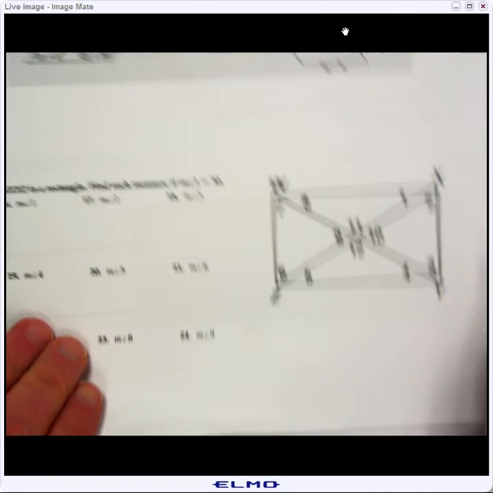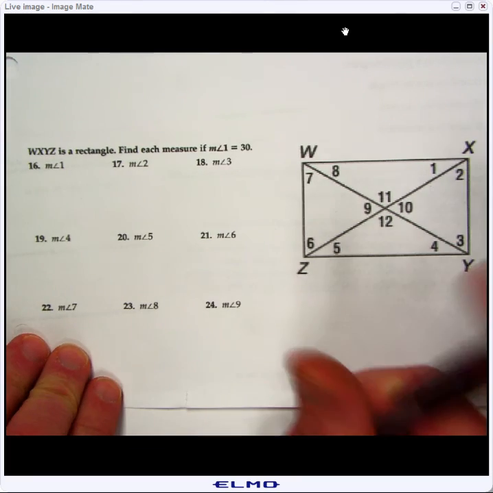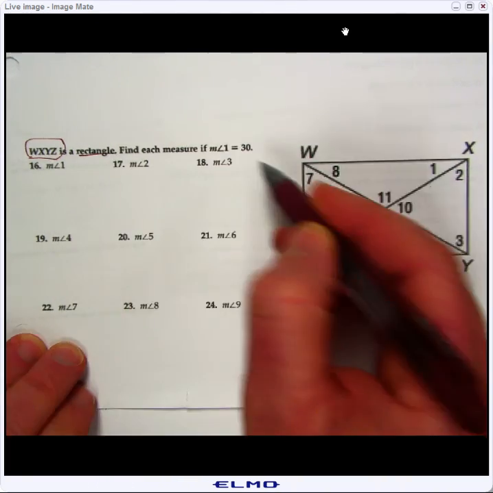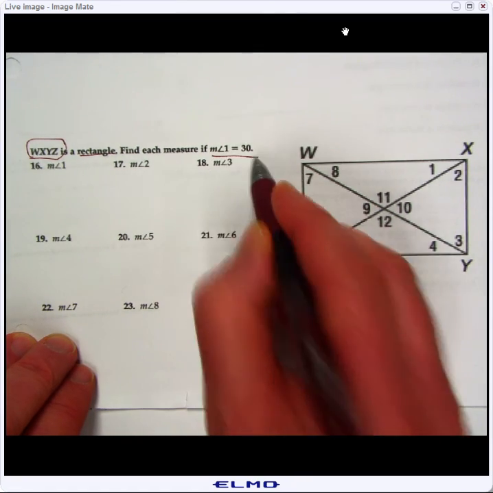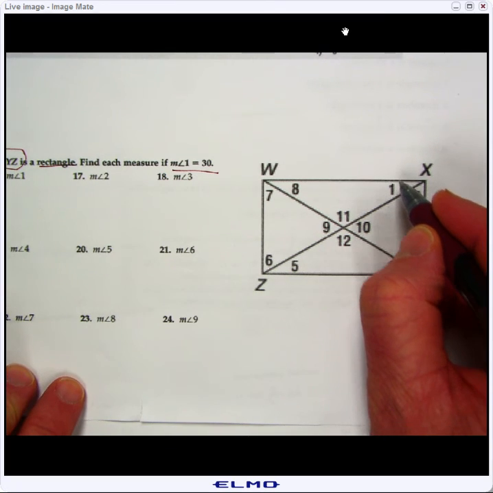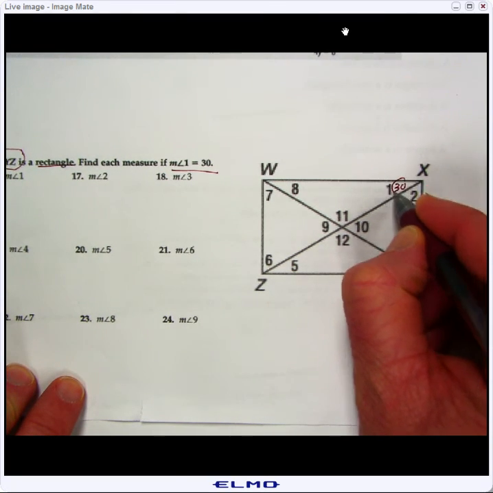Let's look at this problem here and see how fast we can go. It says WXYZ is a rectangle. Find each measure if the measure of angle 1 is 30. So we can find every single angle measure. So here we go. Put your angle measure of 30 there.